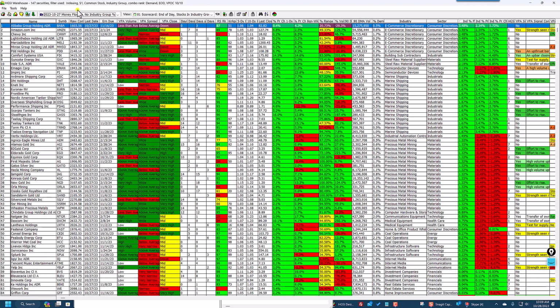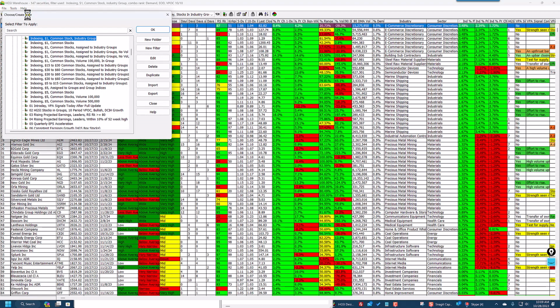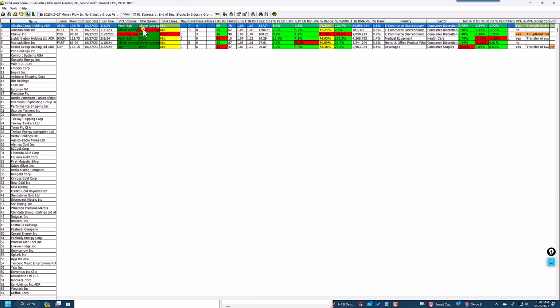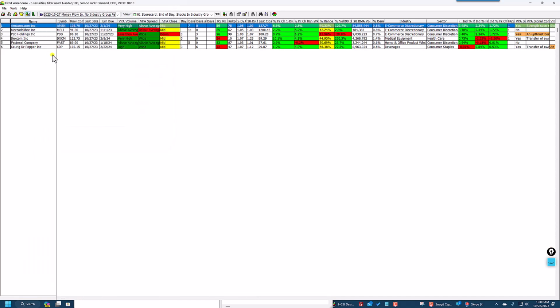Now, the reason I created these filters is out of these 147, if I go up to the top here under indices, I want to know how many of these stocks belong to the Nasdaq 100 that are showing money flow in. And it cuts it all the way down to 6 stocks. Now, I know that 6 stocks out of the 147 belong to the Nasdaq 100, and that's not very many.